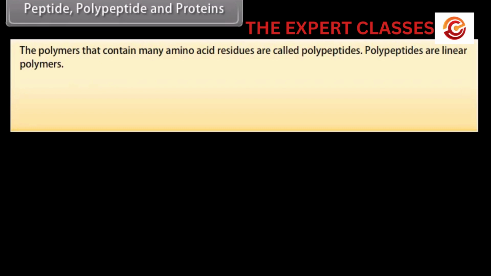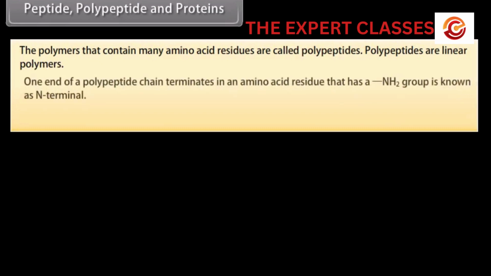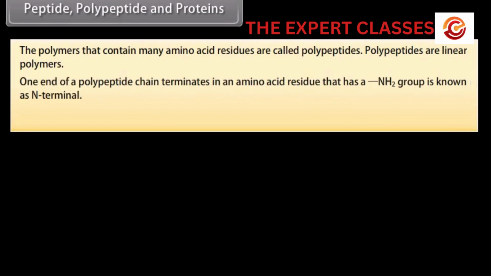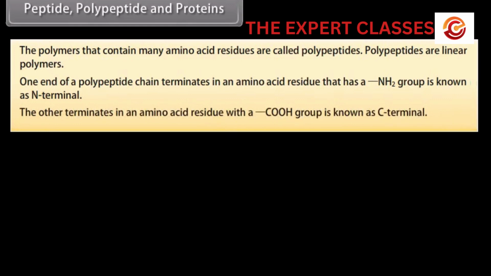Polypeptides are linear polymers. One end of a polypeptide chain terminates in an amino acid residue that has an NH2 group, known as N-terminal. The other terminates in an amino acid residue with COOH group, known as C-terminal.